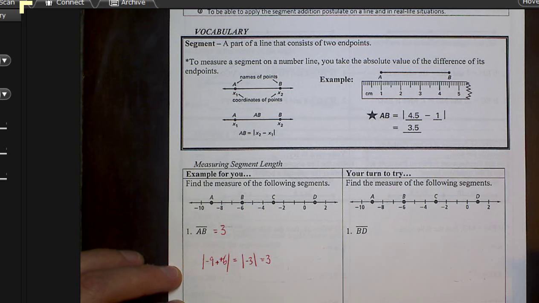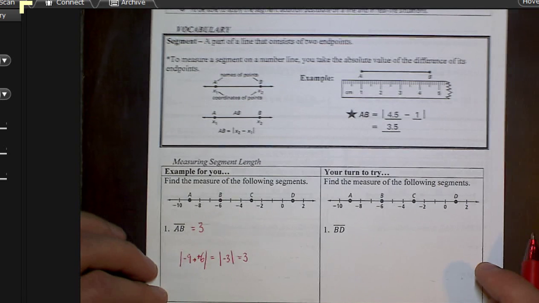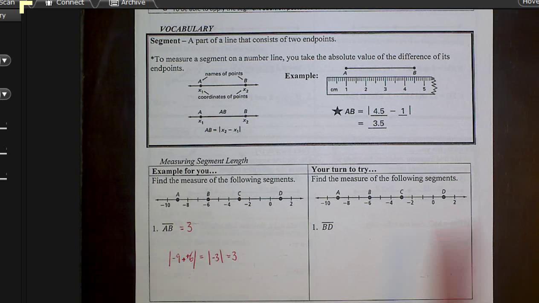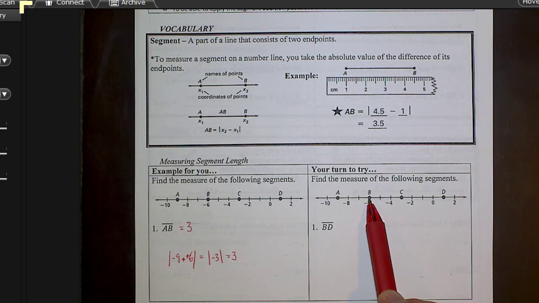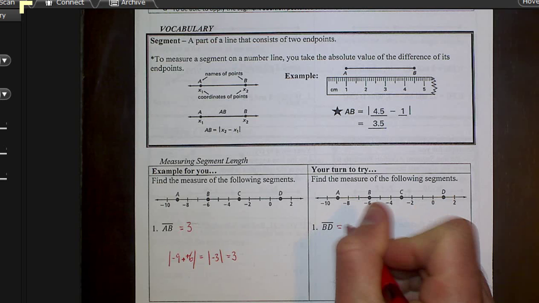There's one right to the right of it here which asks you to find the length of BD. Go ahead and hit pause and you can try that one on your own, and I'll check back with you when you resume play. Alright, so we're back at it here. We're finding BD. Again, the easiest way to do it is just to count. Start at B. 1, 2, 3, 4, 5, 6, 7. So you can just count with your finger and get 7.